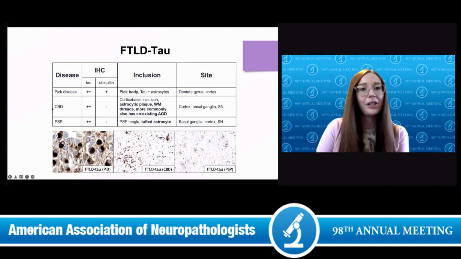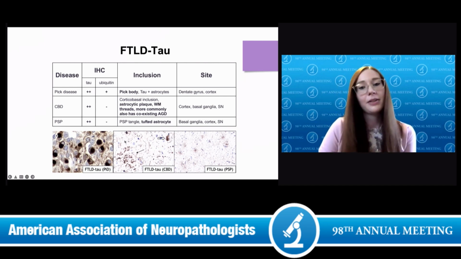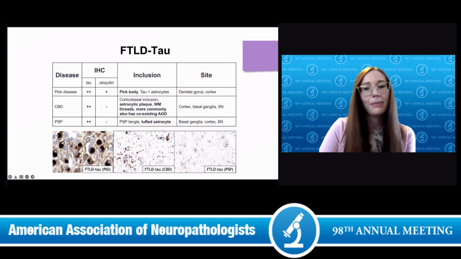For corticobasal degeneration, you specifically see a pathognomonic tau immunoreactive lesion that's called an astrocytic plaque, shown here in the middle panel. And white matter tau immunoreactive threads are also a common feature in CBD. And lastly, in CBD, these cases tend to have argyrophilic grain disease commonly coexisting. And the sites for these tau-positive lesions for CBD include cortex, basal ganglia, and substantia nigra.